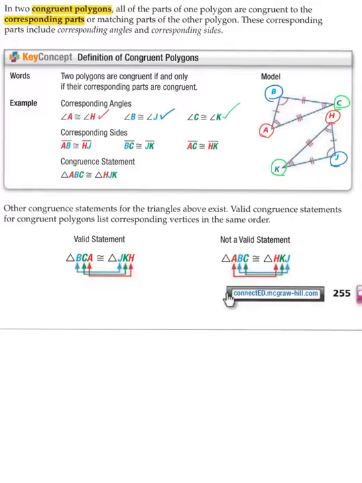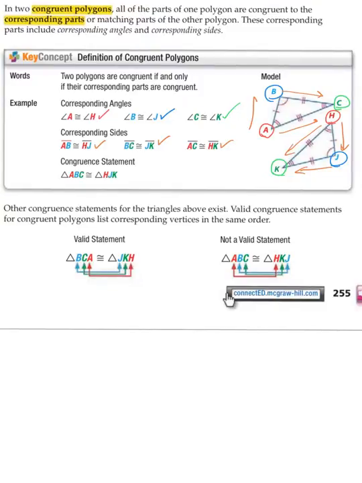Now let's see if our sides match up. Is going from A to B the same thing as going from H to J? Yes, it is. It goes from red to blue. Is going from our B to C the same as going from J to K? Yep, it's from blue to green. And is AC, going from A to C, the same thing as going from H to K? Yeah, it's from red to green.